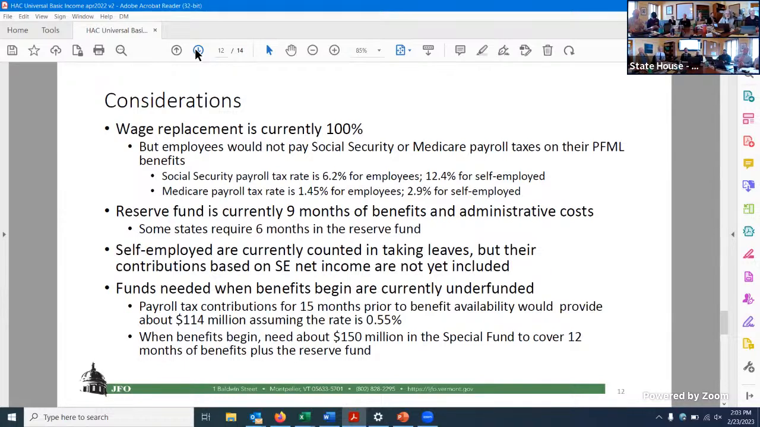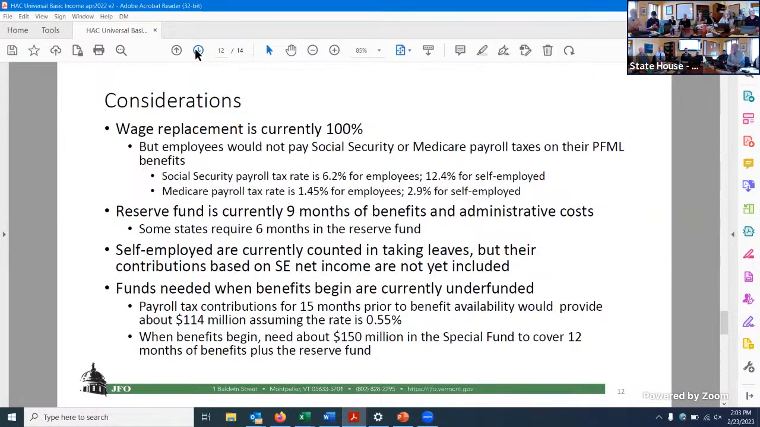So that means if someone is really a calculating sort of person, they would figure out that their take-home pay on paid family leave would be slightly higher than if they continue to work, right? Because they would not be paying out 6.2% for their share of Social Security or 1.45% for their share of Medicare. And I don't think that was the intent with the bill.